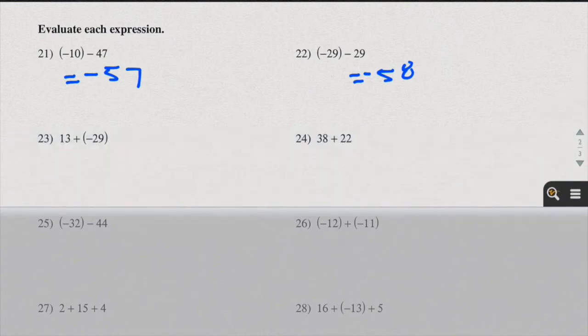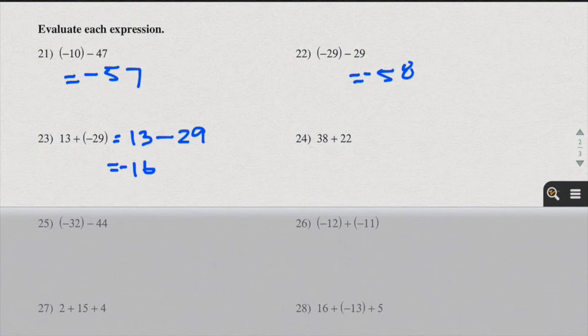Okay, number 23. 13 plus -29. So we're going to rewrite that. 13, a positive and a negative makes a negative, 29. You want to find the difference between 13 and 29, and the difference is 16. The 13 is less than 29, the 29 is bigger, so we take the sign of the bigger number and put that in front of our answer. In this case, it's a negative, so -16.